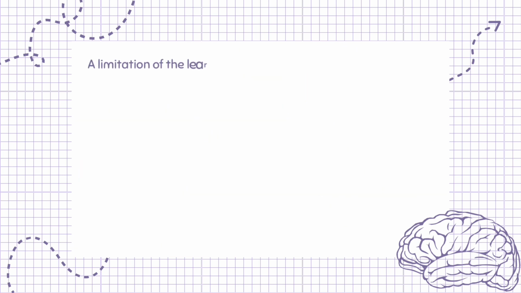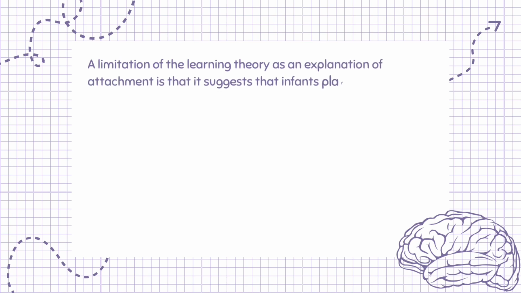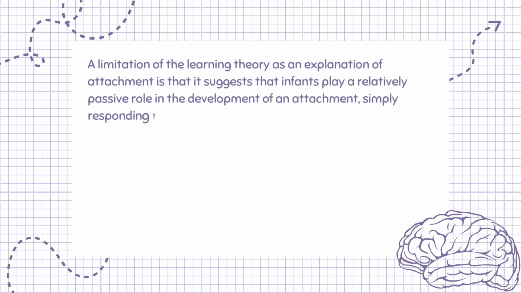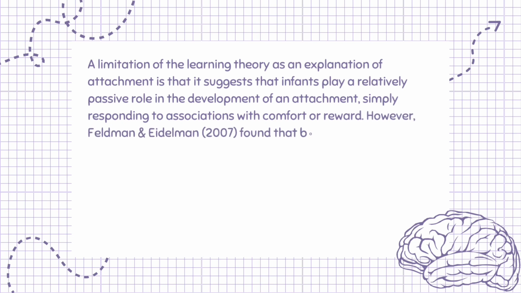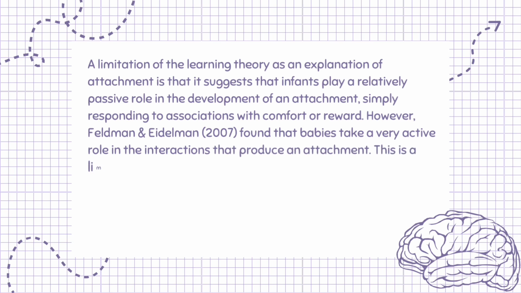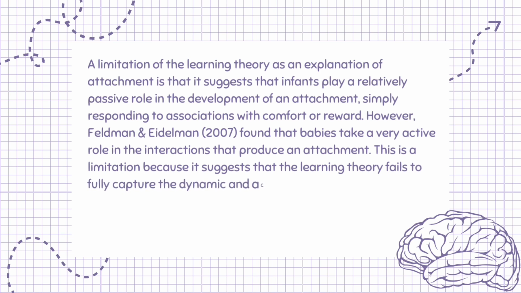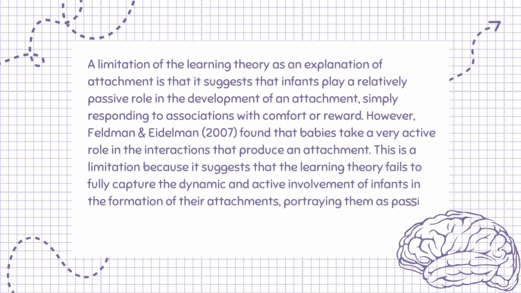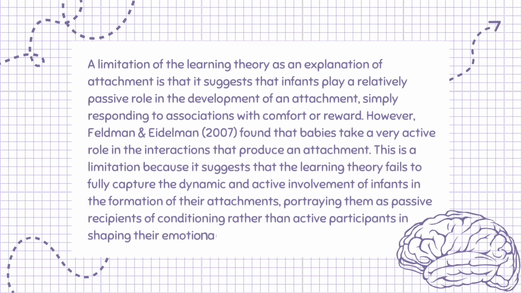A limitation of the learning theory as an explanation of attachment is that it suggests that infants play a relatively passive role in the development of an attachment, simply responding to associations with comfort or reward. However, Feldman and Eidelman, 2007, found that babies take a very active role in the interactions that produce an attachment. This is a limitation because it suggests that the learning theory fails to fully capture the dynamic and active involvement of infants in the formation of their attachments, portraying them as passive recipients of conditioning rather than active participants in shaping their emotional bonds.